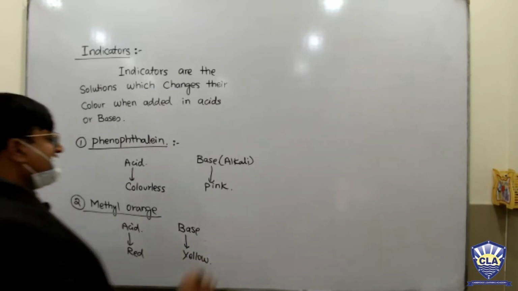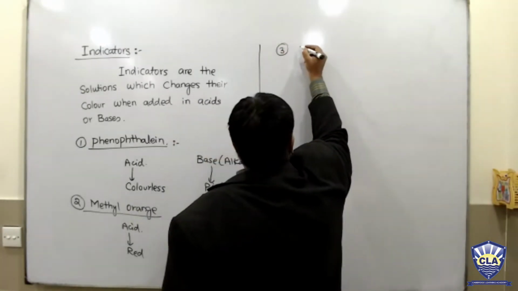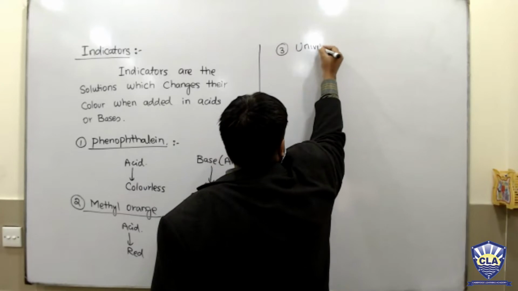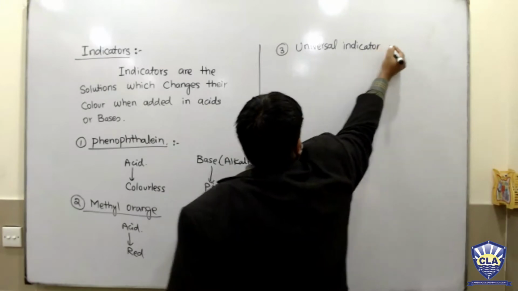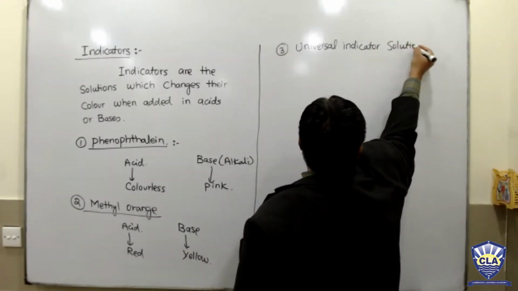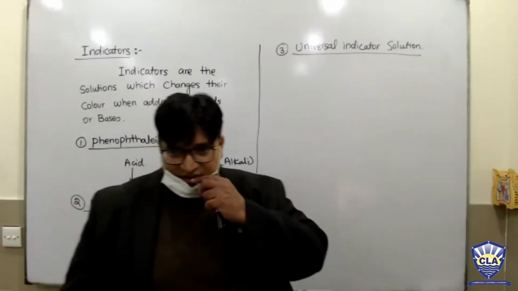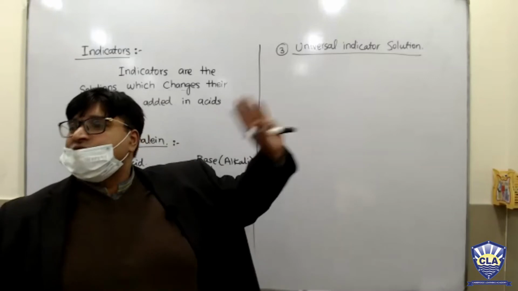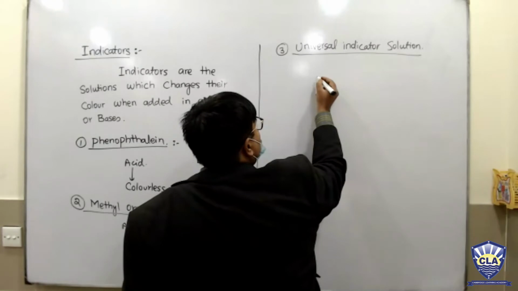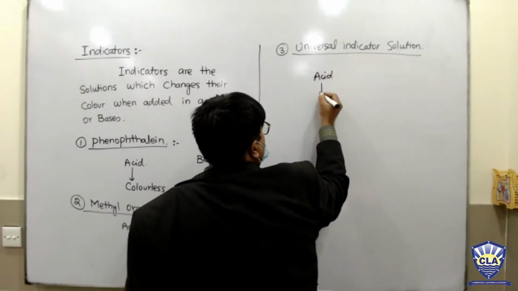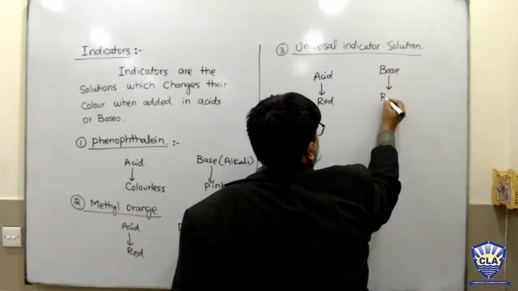Okay. And just like that, my dear, the last one, that is universal indicator solution. So you have got the universal indicator paper and you have got the universal indicator solution as well. Okay, so solution and paper, these two are different things. So this is the solution. Universal indicator solution in acid is red, whereas in base it is blue in color.